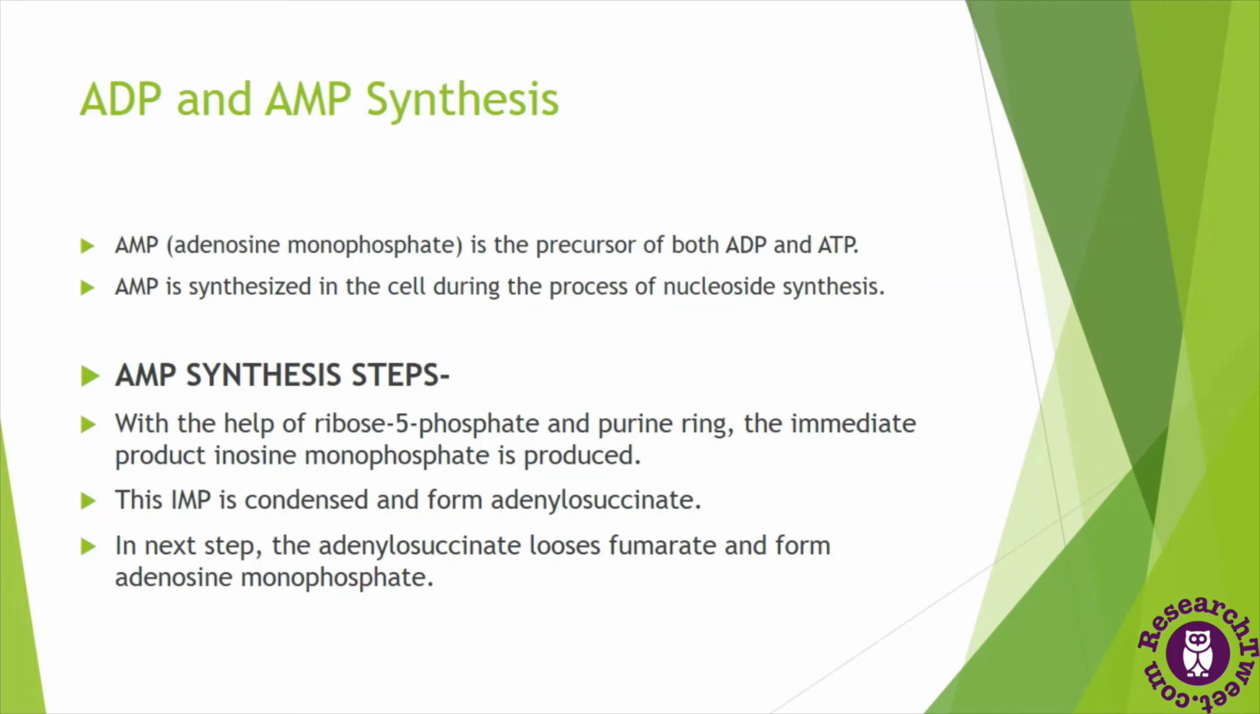Now this IMP is converted into AMP in 2 steps. In the first step, the IMP is condensed with aspartate and forms adenylosuccinate, and this step needs energy which is provided by GTP, and this reaction is catalyzed by the enzyme adenylosuccinate synthetase. Now in the second step, this adenylosuccinate loses a molecule of fumarate and forms adenosine monophosphate. This step is catalyzed by the enzyme adenylosuccinate lyase. So this is the process of formation of the AMP molecule in the cell.